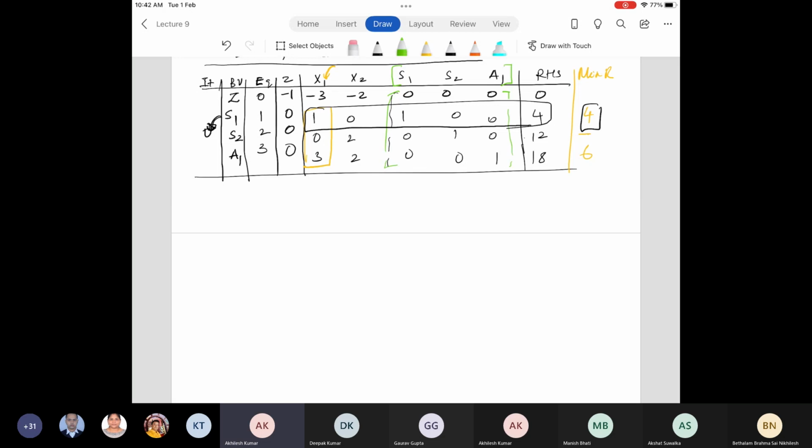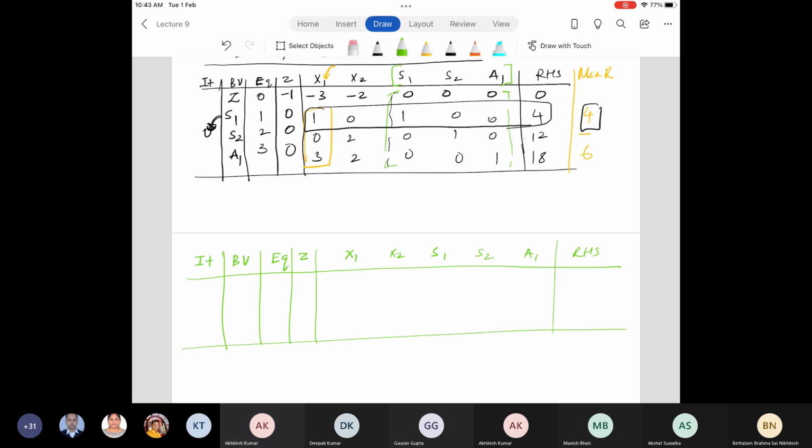Since x1 is entering the basis and the basis has a length of only 3, because we have 3 equations, someone has to leave. So S1 will leave the basis. So iteration 1: basic variable, equation, G, x1, x2, S1, S2, A1, RHS. Now in place of S1, we will have X1, because X1 is entering the basis. S2 and A1 remain the same. They are being calculated from the same equations.